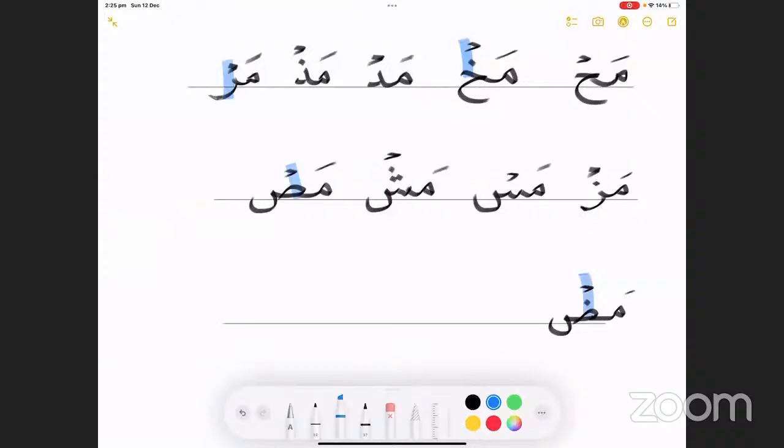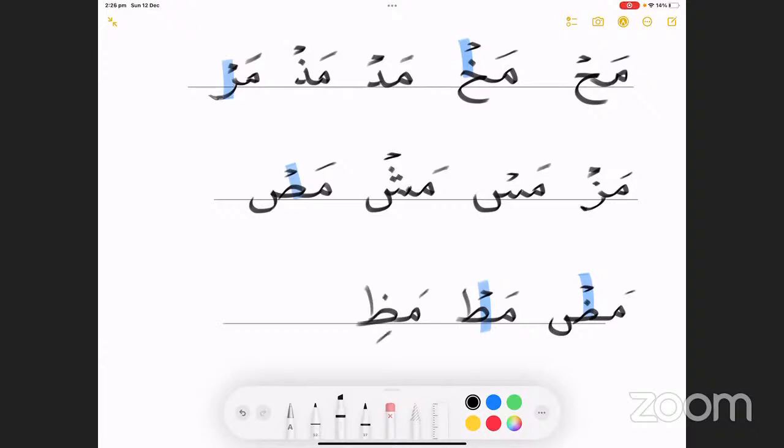Mim fatha dad sukun mod. Mad. Mim fatha dad sukun mad. Excellent. MashaAllah, tabarakallah. Next student. Mim fatha ta sukun bat. Okay. How about this one?